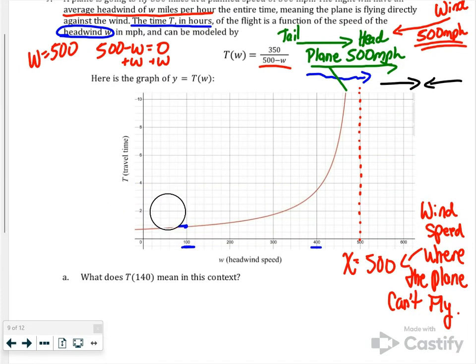So I think what's really important here is that you understand down here, right? This is the wind: 100-mile-an-hour wind, 200-mile-an-hour wind, 300, 400, 500, 600. Those are all wind speeds. And over here is how long the flight takes. This is 2 hours or 10 hours.